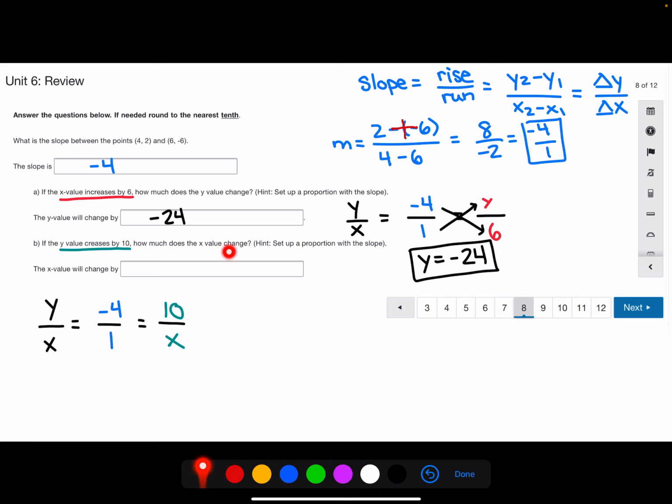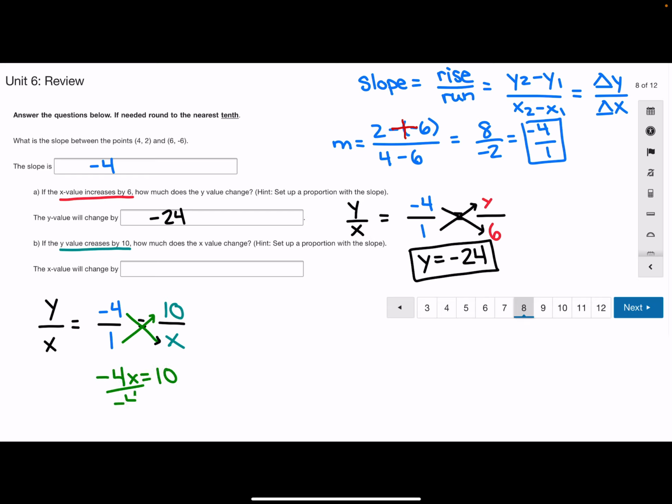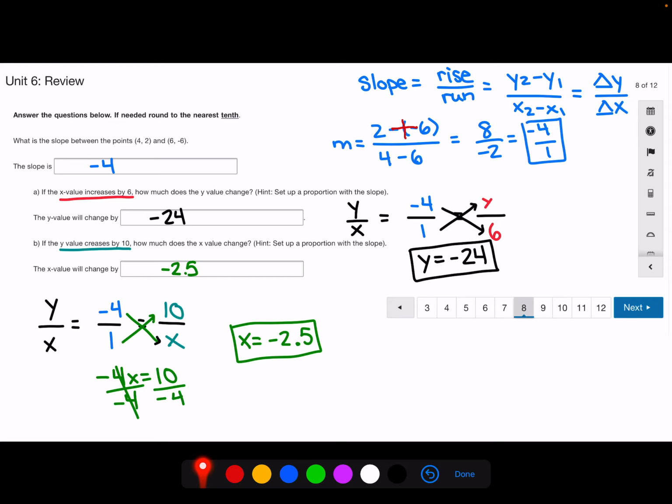Again, we're solving for x, so we'll just go ahead and cross multiply and solve. So it'll give us negative 4x equals 10. Dividing both sides by negative 4 gives us x equals negative 2.5. So therefore, the x value will change by negative 2.5.